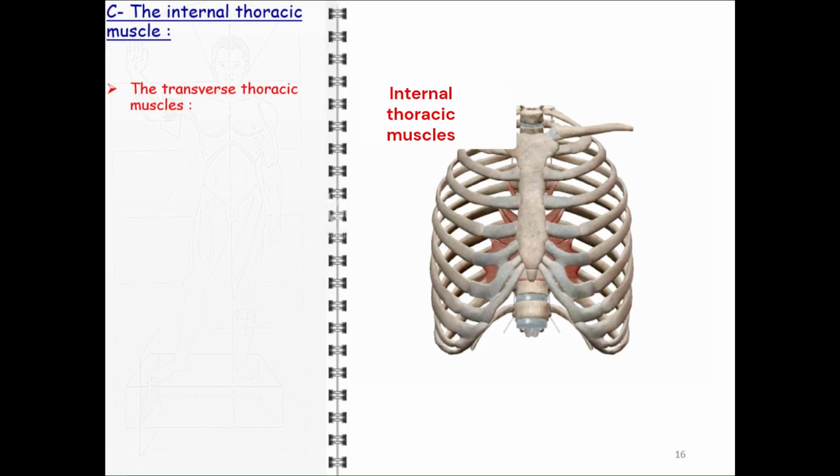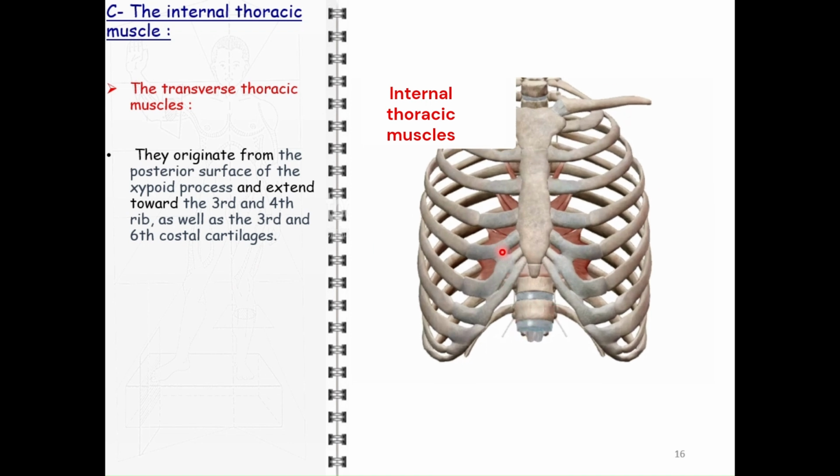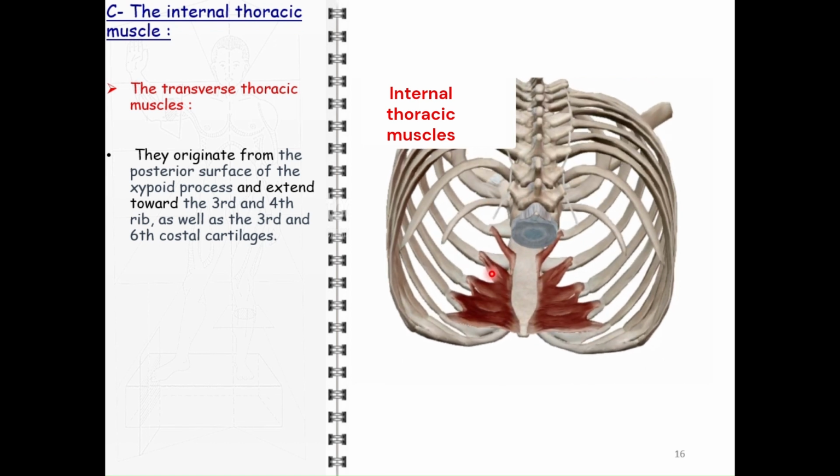The internal thoracic muscles, also called the transverse thoracic muscles, are paired, flat muscles that radiate. They originate from the posterior surface of the xiphoid process and extend toward the 3rd and 4th ribs, as well as the costal cartilages of ribs 3 to 6.